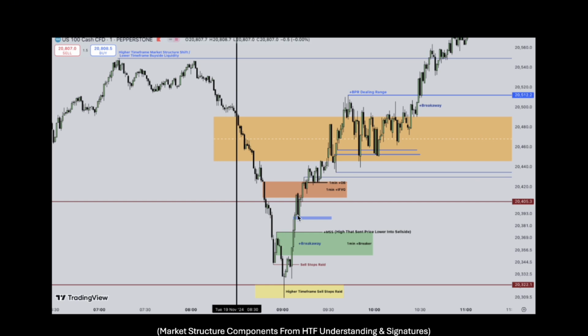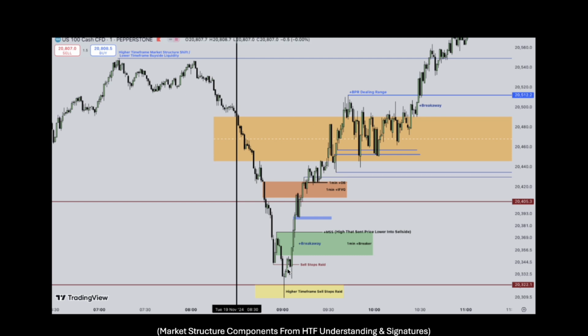What I'm going to look for in terms of targeting is going to be the following. I'm going to take this low of the dealing range up until this high. If I'm buying at a discount, then what I want is to sell my position at a premium. What do I target? A premium liquidity pool, premium fair value gap, premium fair value gap, premium fair value gap, and ultimately a higher time frame market structure shift, or the lower time frame buy side liquidity pool, which is where retail traders would see some form of resistance, right?